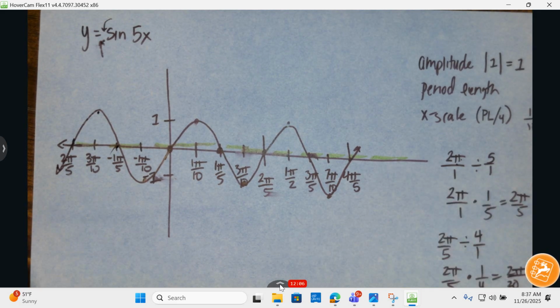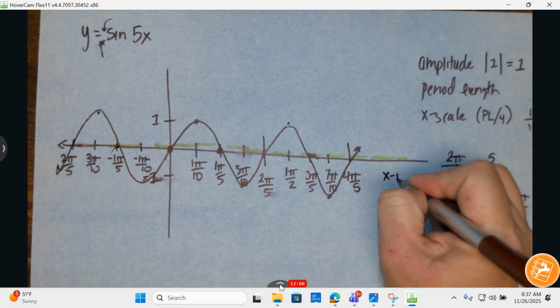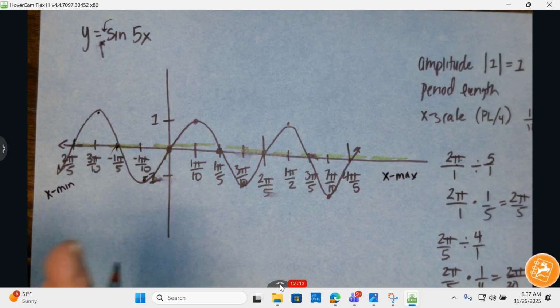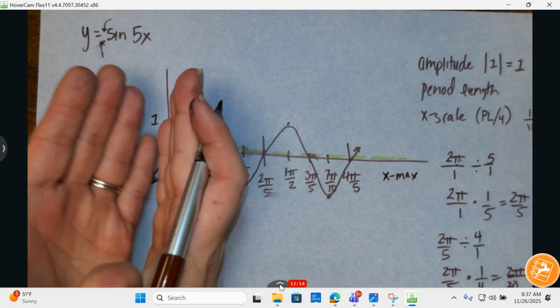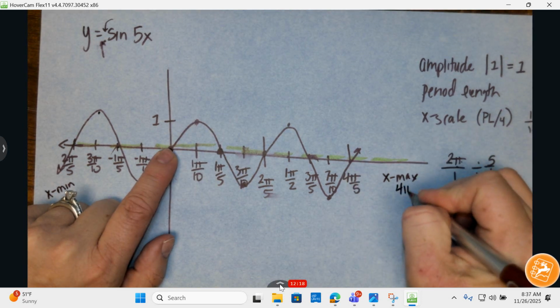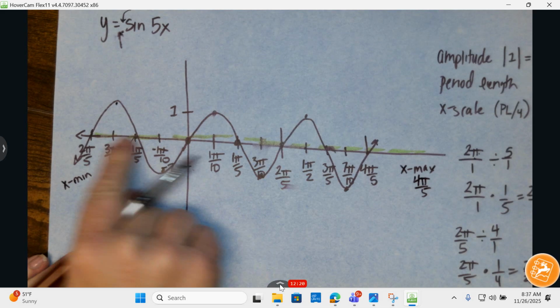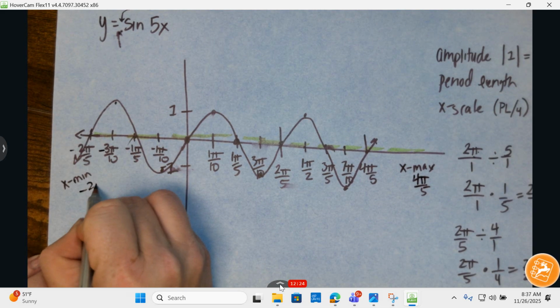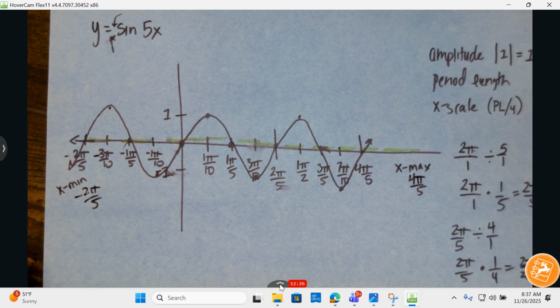When you look in your homework and you see the words x max and x min, they're just saying, because the direction said do 2 cycles to the right and 1 cycle to the left, how far does it go out after 2 cycles? It'd be 4 pi over 5. How far does it go to the left? It would be negative 2 pi over 5.